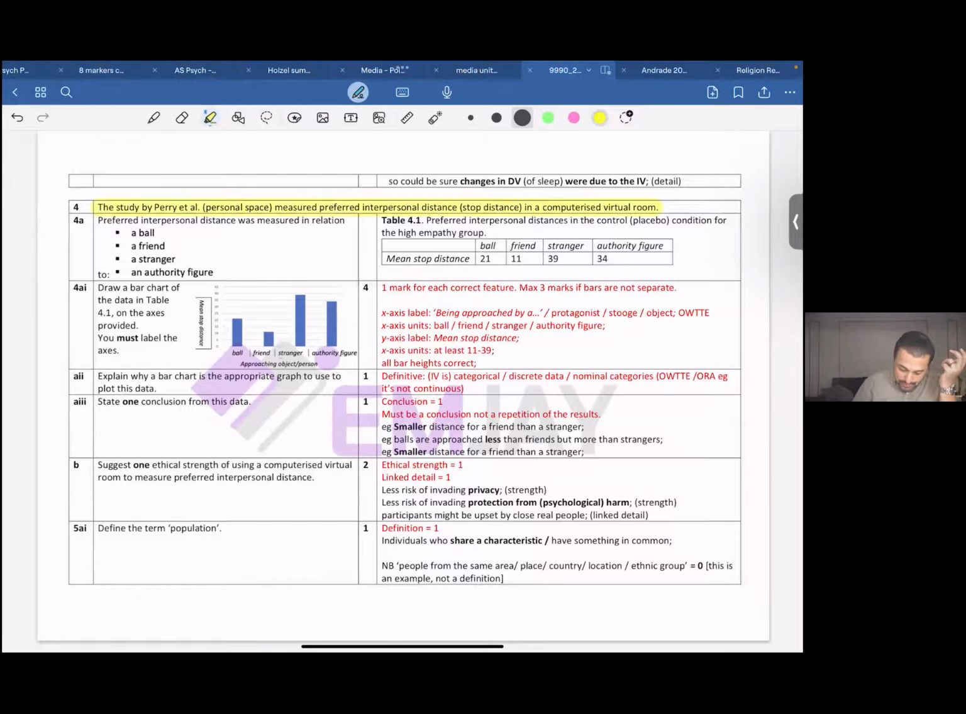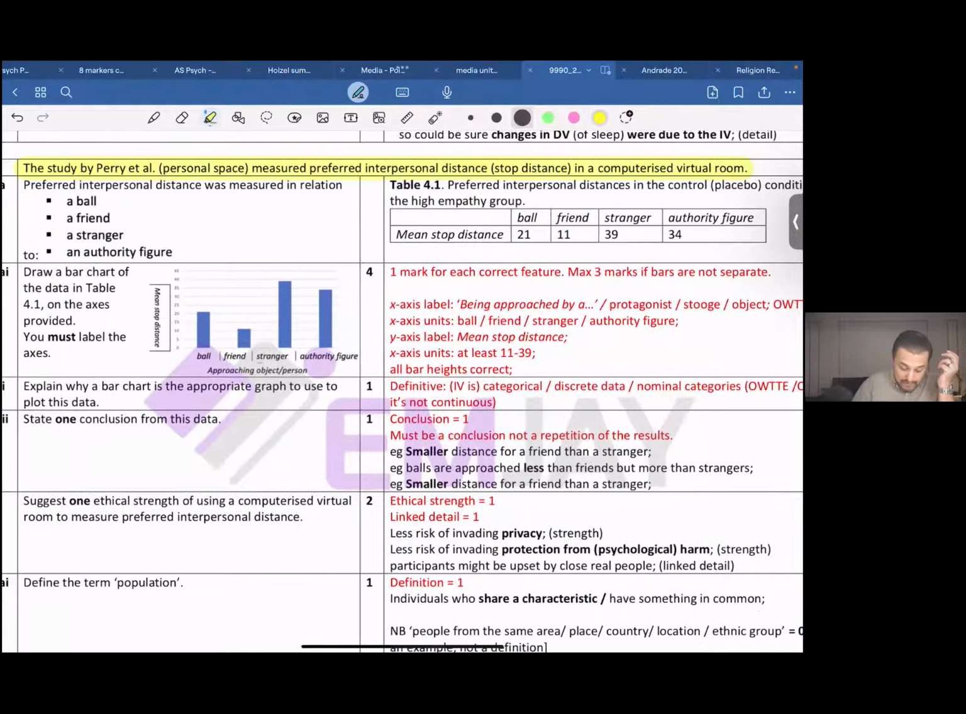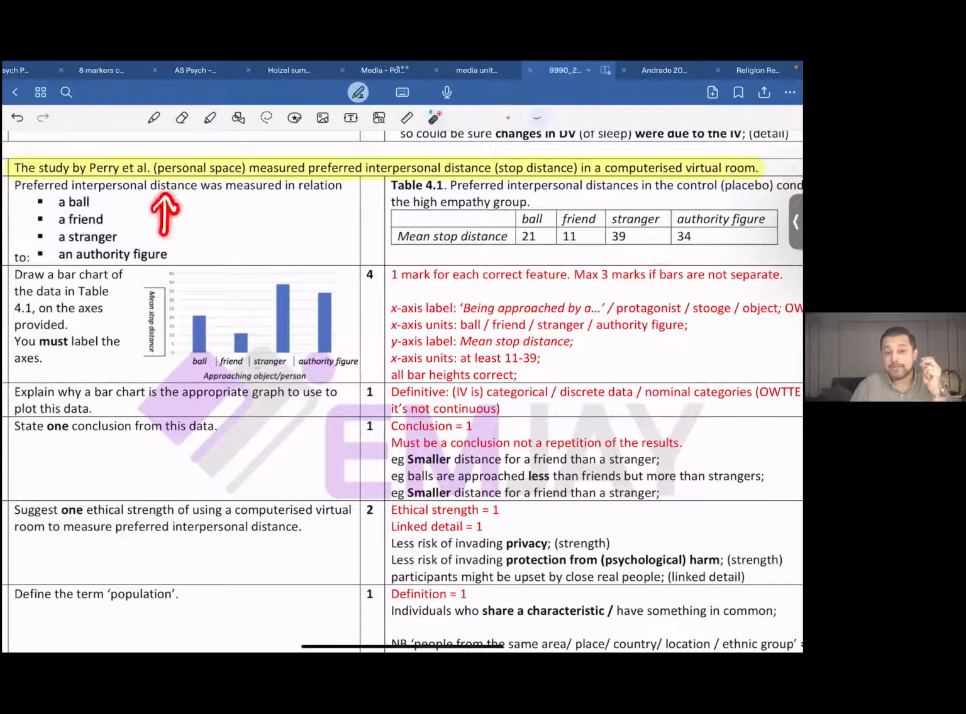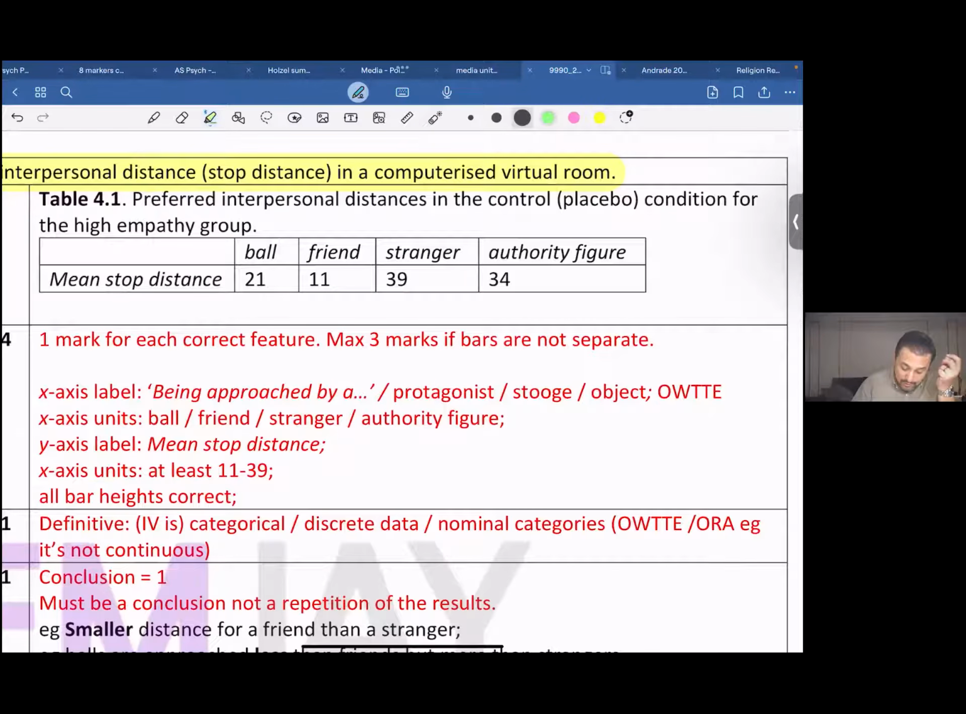I'll just try to zoom as much as I can to be able to help you read this. So the study by Perry et al. Personal space measured preferred interpersonal distance, that is stop distance in a computerized virtual room. Preferred interpersonal distance was measured in relation to a ball, a friend, a stranger, and an authority figure. You all would be aware of this if you've learned the study by Perry et al. Now, we have this table over here. Let's have a look at what the table has to say. Table 4.1 shows preferred interpersonal distance in control or placebo condition for the high empathy group.